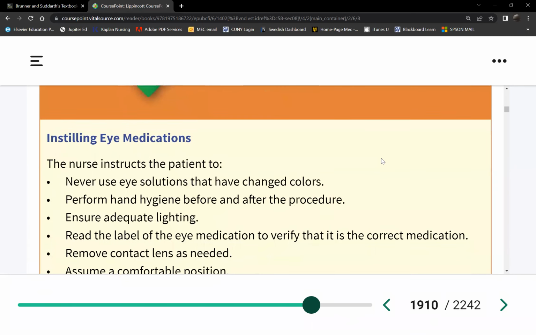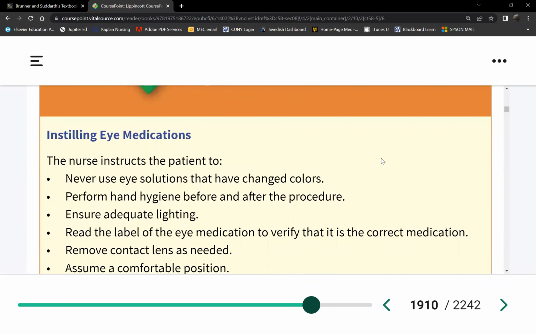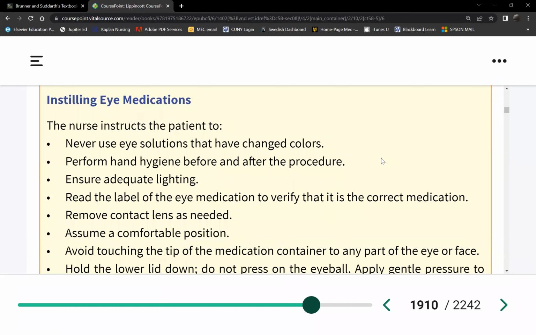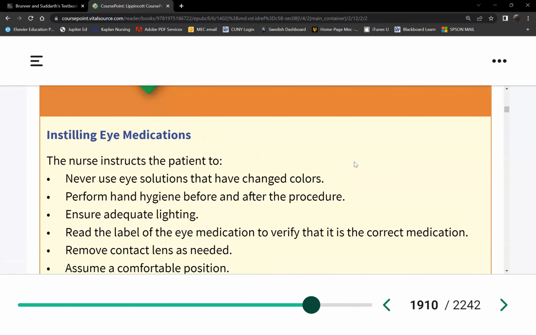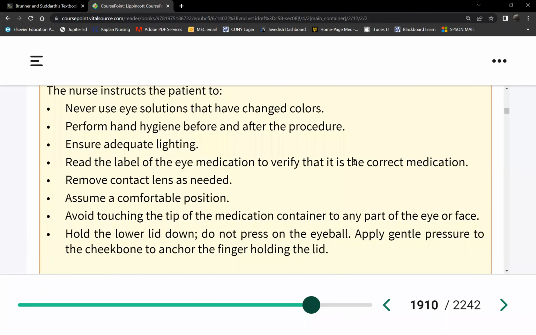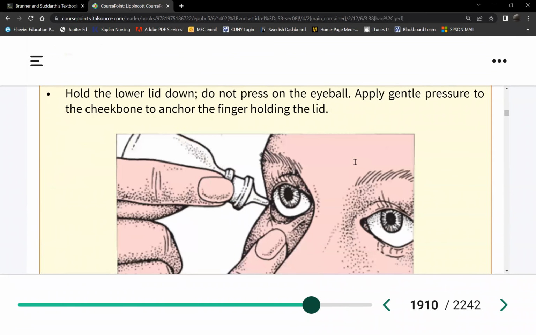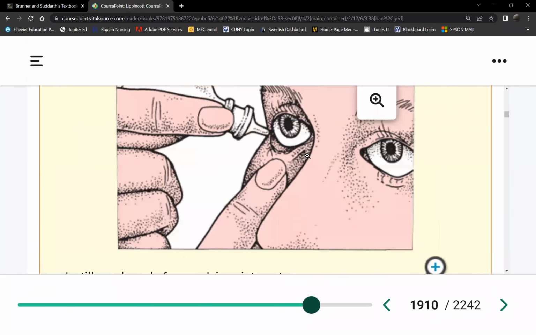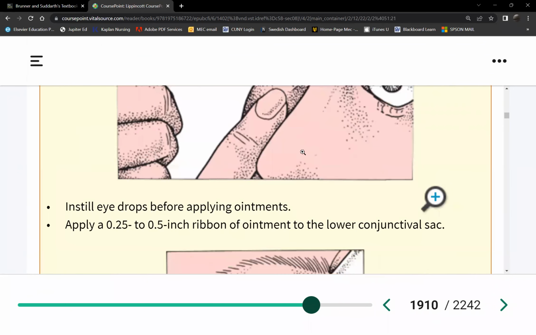So here's the eye drop administration, in case you forgot or have never really taken the time and thought, oh, how hard could it be? So here's your procedure, chart 58-5. Where do you administer? Lower conjunctival sac. If you're giving eye drops and ointments, which one do you give first? Eye drops first. Why?